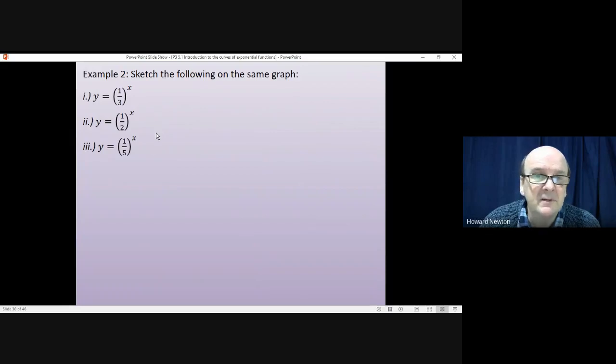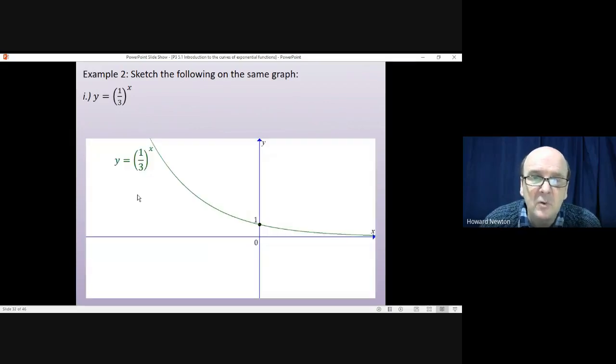Okay, let's have a look. So y equals a third to the power of x. You've just got to get the general shape right, and all of these functions look the same. So it'll look something like that. Coming down from here, crossing through 1, and then heading towards 0.